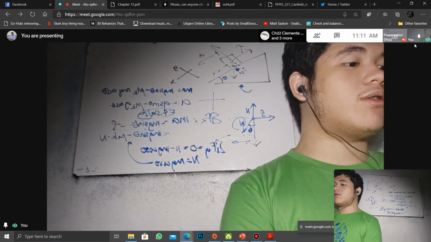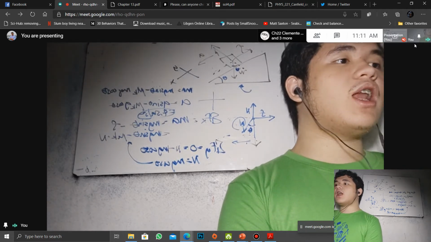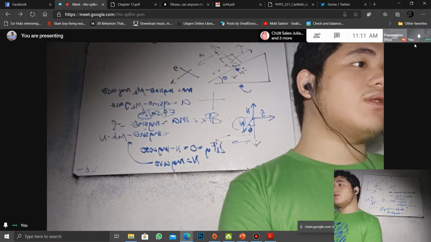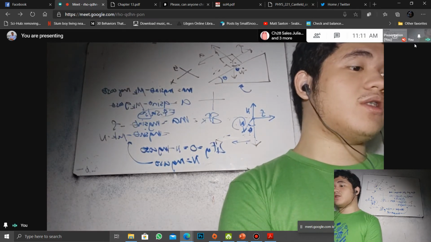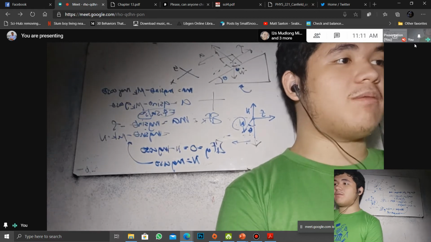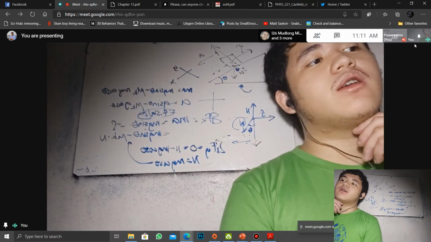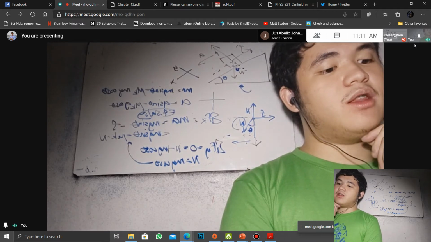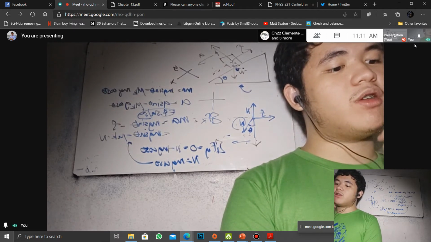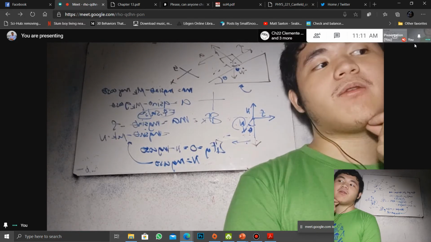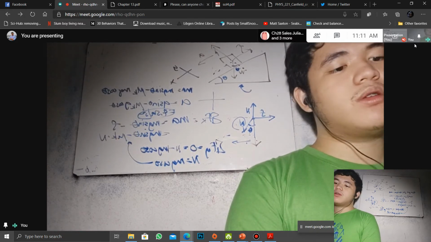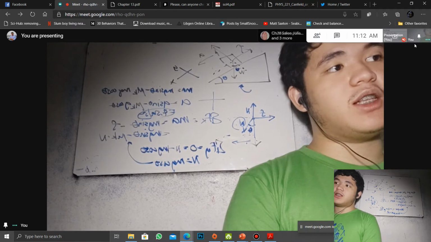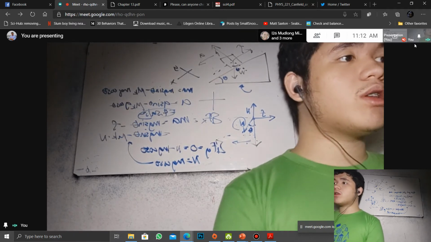Di ba? Naalala niyo yung kwento ko sa inyo about the seatbelt? Ito exactly yon. Frictionless yung truck, di ba? So, kaya siya nag-slide. Walang pumipigil sa box na mag-slide. So, dapat no direction. Net force is 0. Kasi alam natin na in equilibrium yung box, kasi wala naman unbalanced force na nag-act against the box. Newton's first law. Okay?